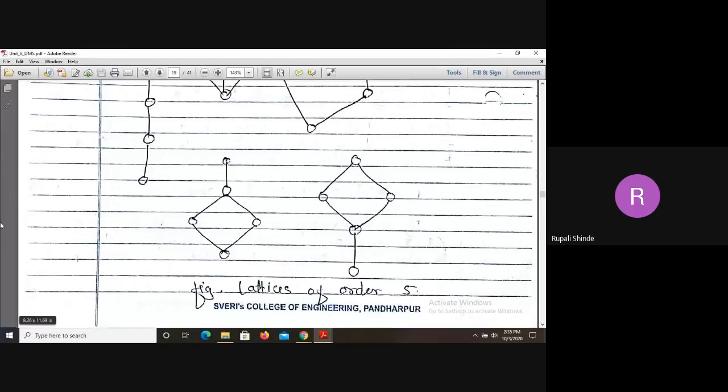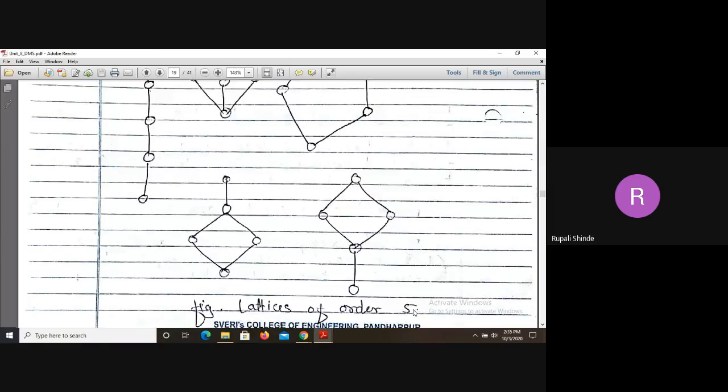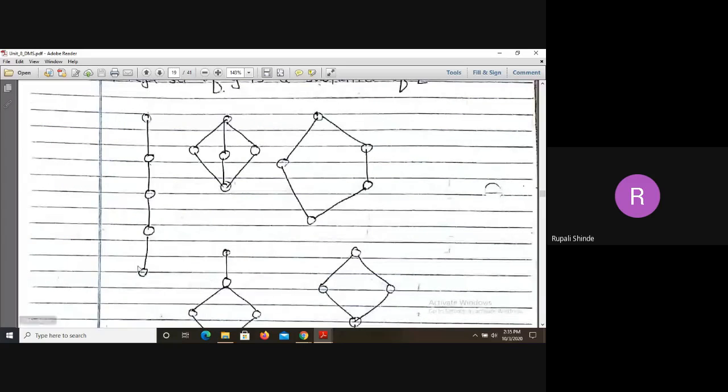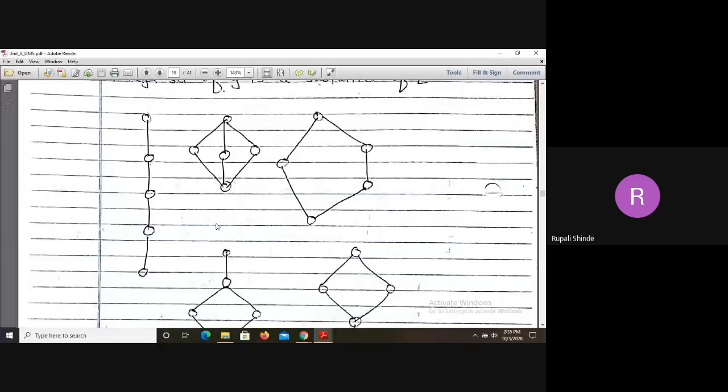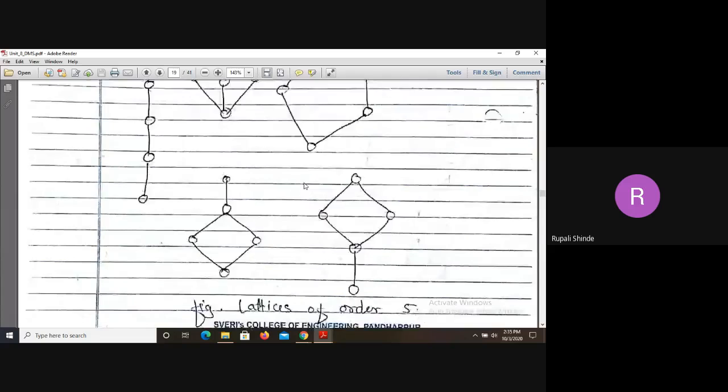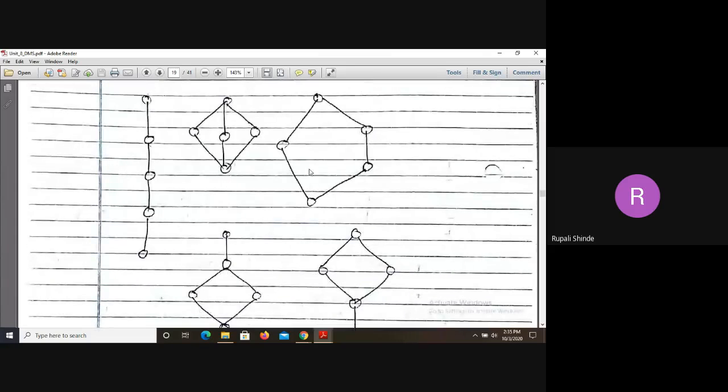Here they have given one diagram that shows how we can draw lattices of any order. Here they have considered order 5. What is the meaning of order 5? It will consist of 5 elements. Observe: 1, 2, 3, 4, 5. So the first diagram consists of 5 elements, so we can say it is a lattice of order 5. Likewise the second, third, fourth, and fifth lattices all contain only 5 elements. That's why they are called lattices of order 5.